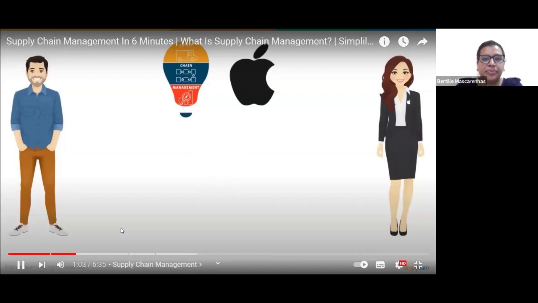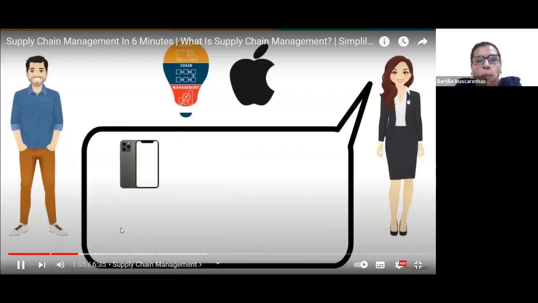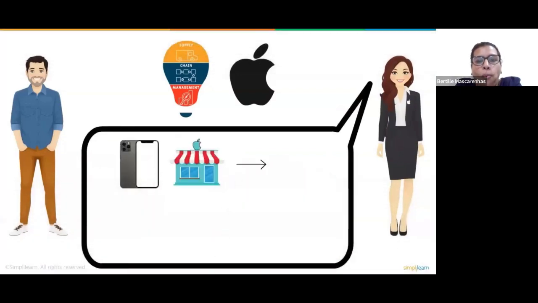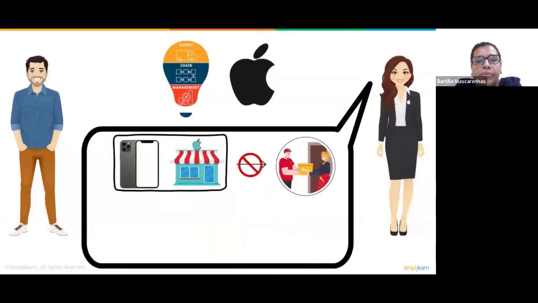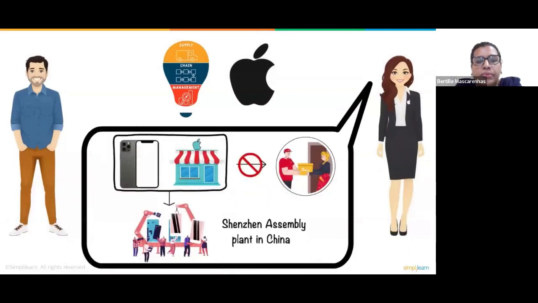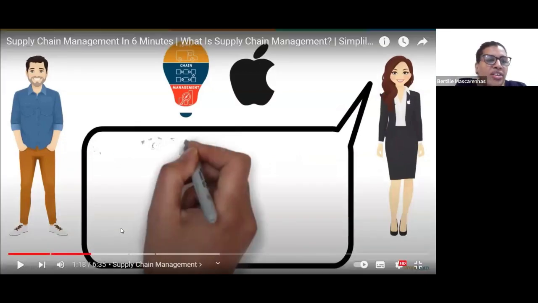She said if you order an iPhone from the Apple Store, you'll notice that Apple is not precisely delivering the product on its own. All the iPhones available on Apple Store are majorly manufactured at the Shenzhen assembly plant in China. But before that, so where is the assembly plant?